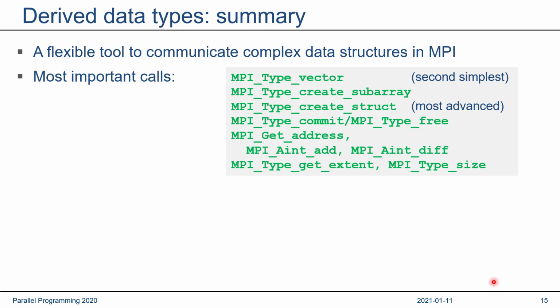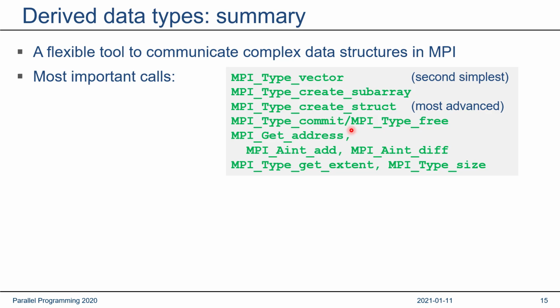So here's a quick summary of what we learned about derived data types. Data types are a flexible tool to communicate complex data structures in MPI. There are many options. I've only selected a couple. So here are the most important calls. MPI_Type_vector is the second simplest beyond the simple contiguous type. We have seen create_subarray, which is more flexible for multidimensional arrays and can create subarrays of multidimensional data structures. Create_struct, which is the most advanced.